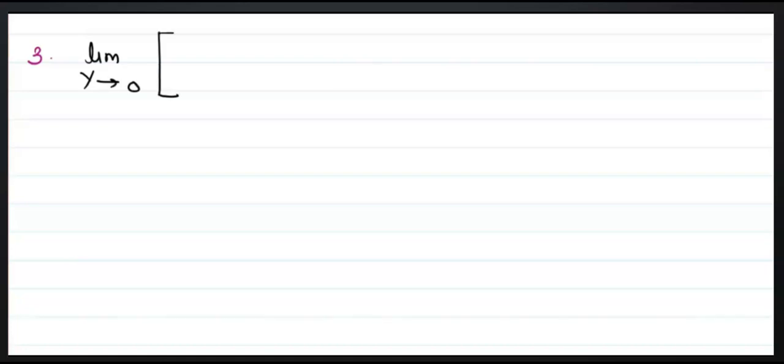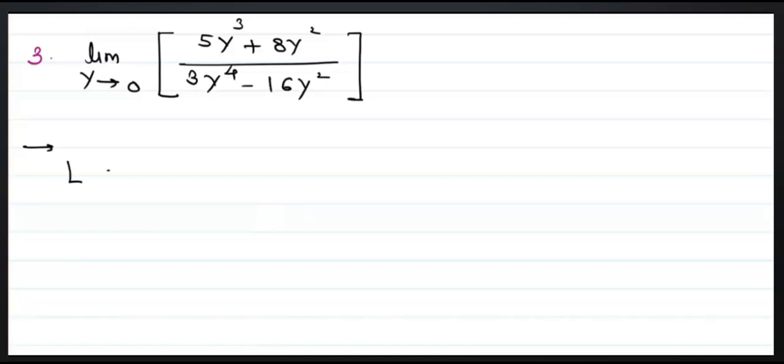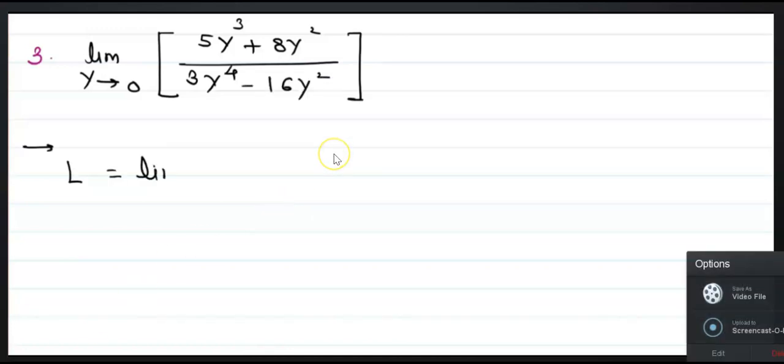Example number 3. Limit y tends to 0, 5y cube plus 8y square upon 3y raised to 4 minus 16y square. Now what's happening here? If we substitute y is equal to 0, then you will get 0 plus 0, because y is 0, upon 0 minus 0, which is again 0. That is 0 upon 0, which is the indeterminate form. Then what can we do here?